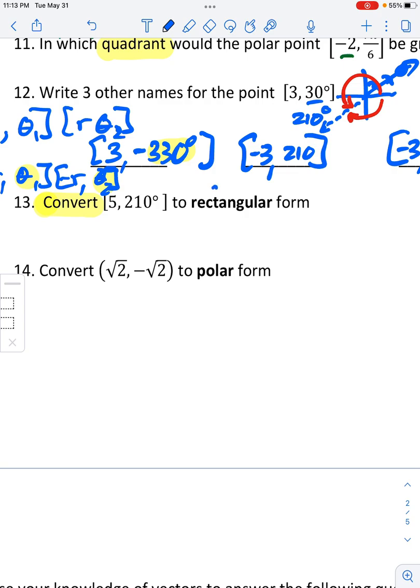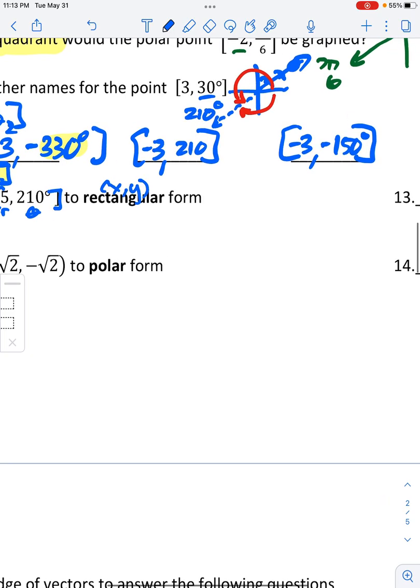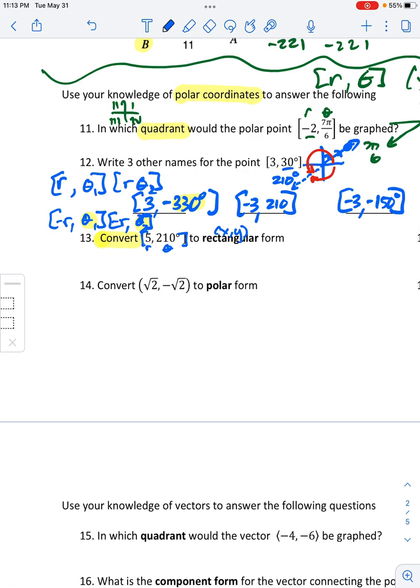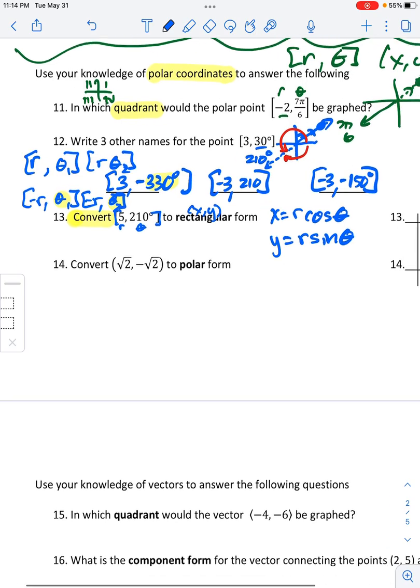Rectangular is the good old XY that you've known and loved since Algebra 1. This is an r and a theta. I know it's polar because it has brackets instead of parentheses. So if I went back in my notes and then therefore put them on my cheat sheet, to find the x coordinate, I take r times the cosine of theta. And to find the y, I take r times the sine of theta.